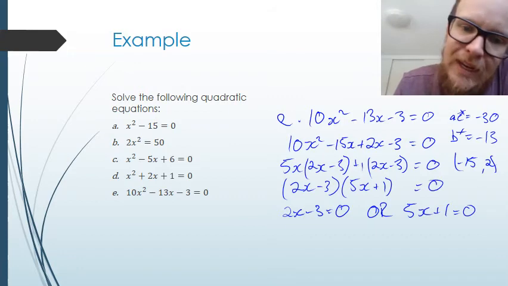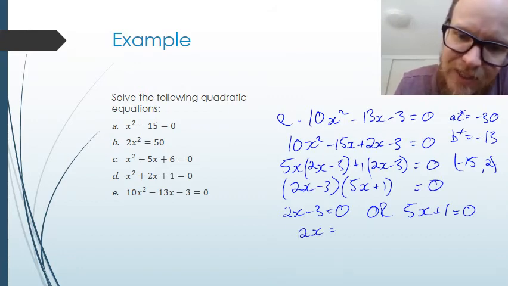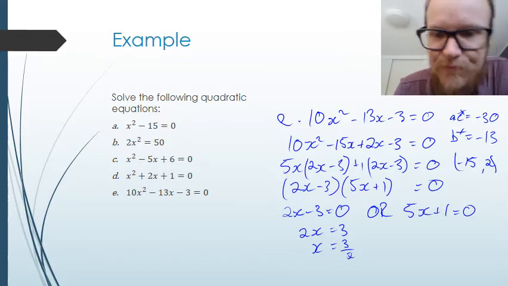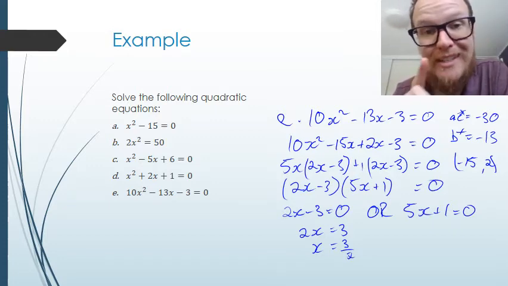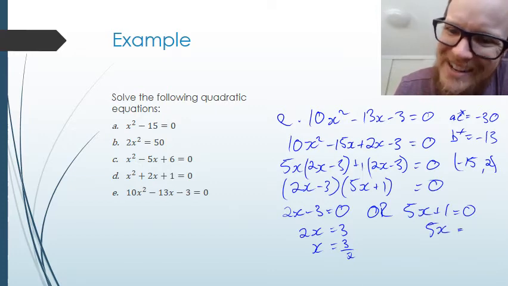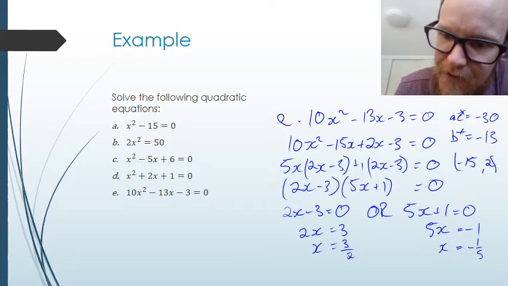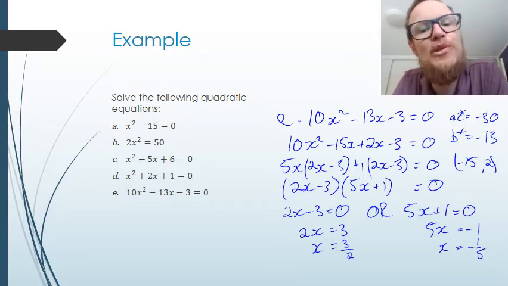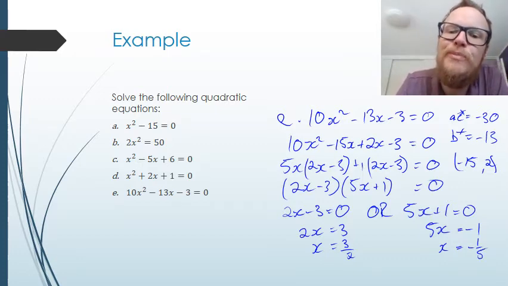Solve these. 2x minus 3, I get 2x equals 3. X equals 3 on 2. One solution. Second solution, I get 5x equals negative 1. X equals negative 1/5. There we go. And those are my two solutions for this one problem here.